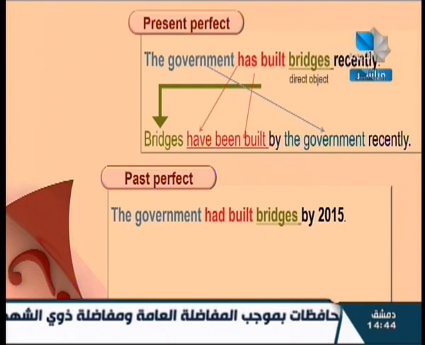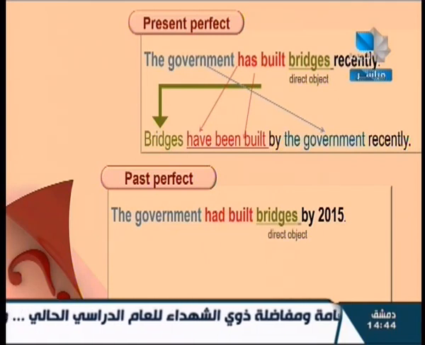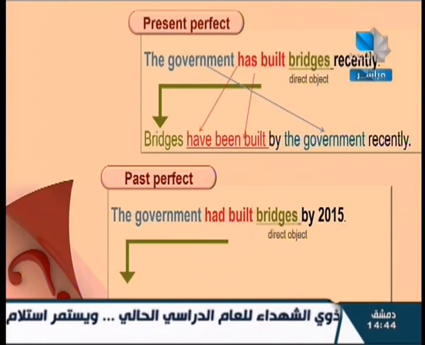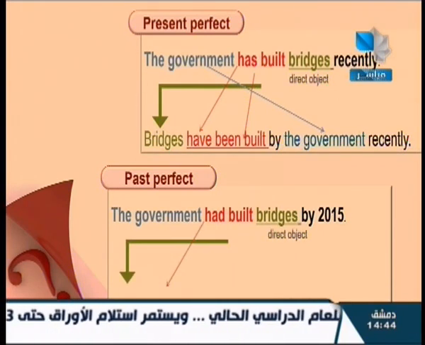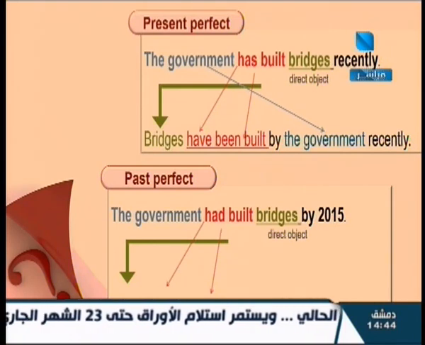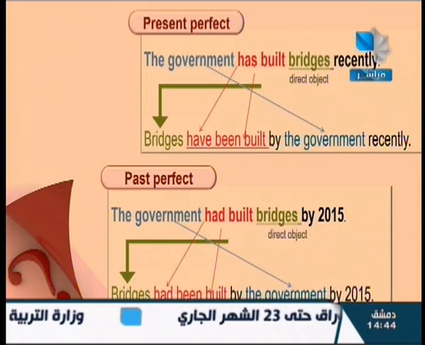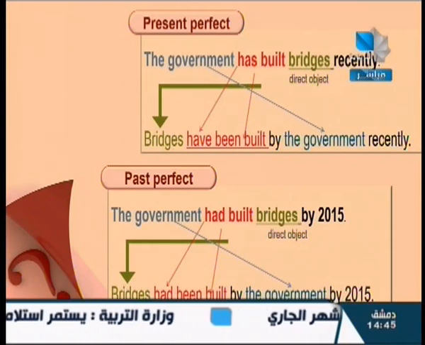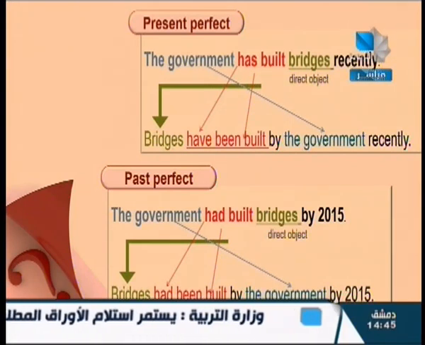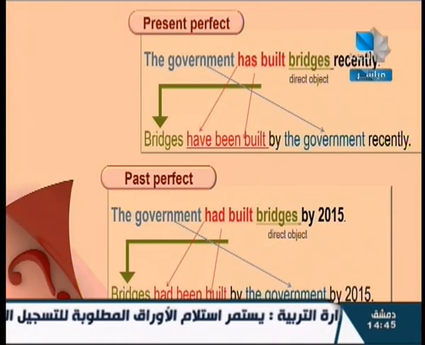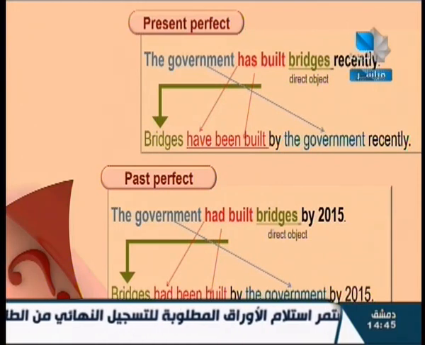Okay. Past perfect, the same steps here. The government had built bridges by 2015. Bridges at the beginning, as we said, the object at the beginning. Had, because it is past perfect. In perfect tenses, we add been and verb 3, built, by the government, by 2015.